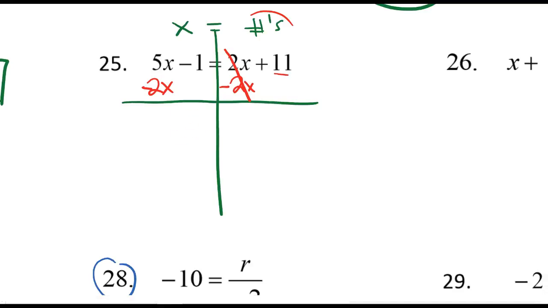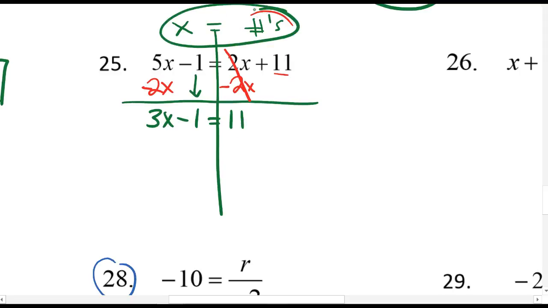Different color here. Back to our green. And then we still have this negative 1 here, so let's just bring it down. And the only thing we have left over here is 11. But again, going back to the beginning, I only want x's on the left, numbers on the right. And right now, I have a 1 here. That's not a term with an x. So I need to get rid of it and remove it.